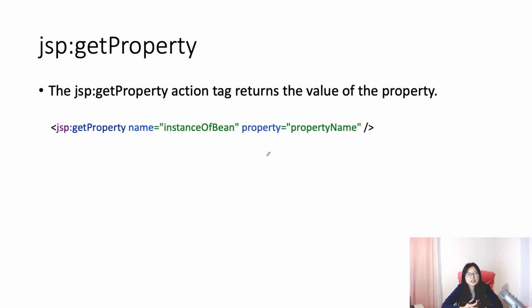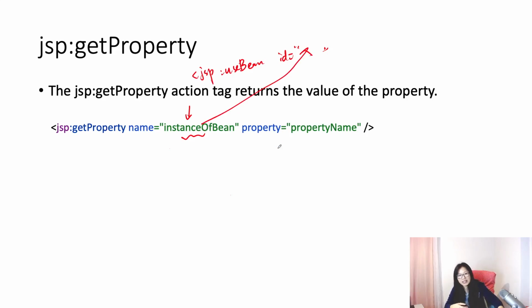Next one is JSP getProperty. I don't think this one is difficult because name is going to be the same value as the id in JSP useBean. We have an ID, right? And this name should be the same value as the ID here. Property is a property name, like first name, last name, all those. Okay, so now let me show you an example.